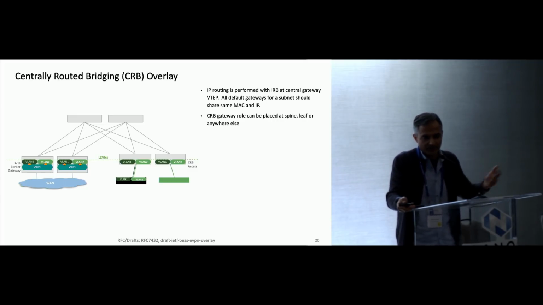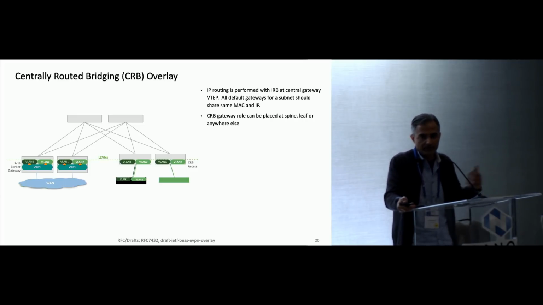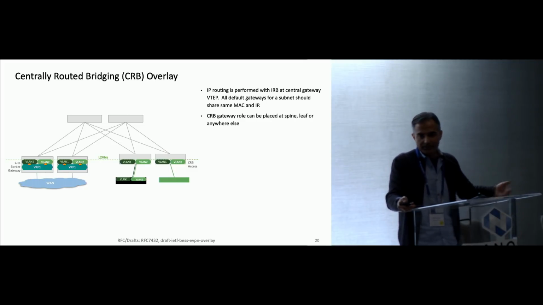So if I say CRB, I mean centrally routed bridging. CRB gateways can be placed anywhere. It could be on a server. It could be in a spine. It could be wherever, right? There are no placement rules as long as it's within the domain of the VXLAN tunnel.